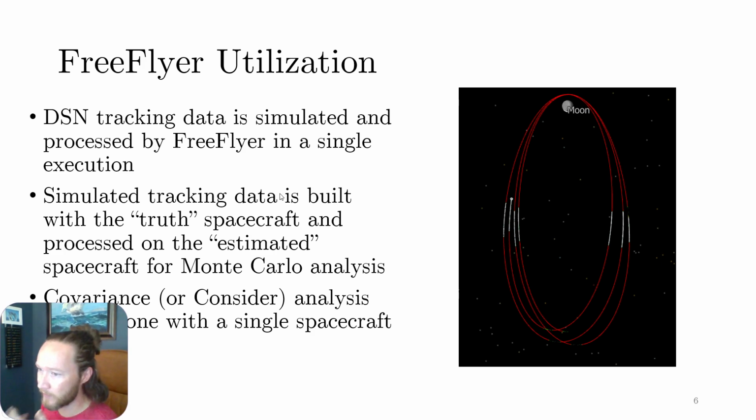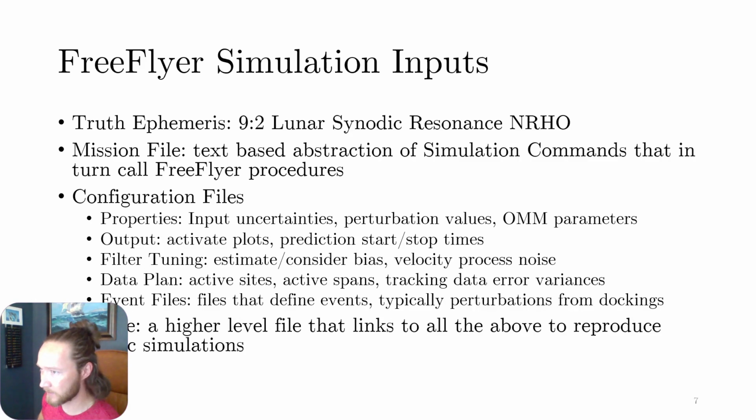Alternatively, you can do a covariance or consider analysis. That can be done with a single spacecraft. Since you're not actually updating its state, you can just look at the evolution of the covariance over time. That helps you, more for feasibility and at the beginning of your analysis before you start to get more detailed. That requires Monte Carlo analysis.